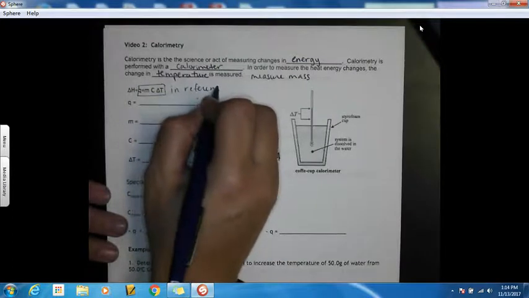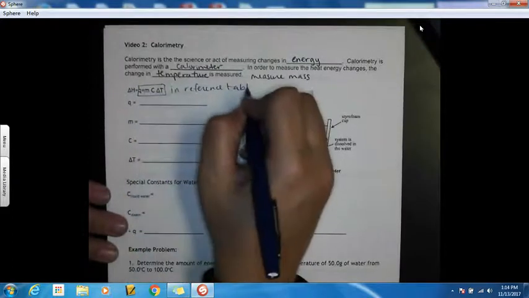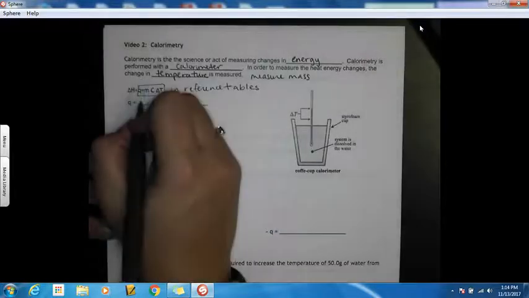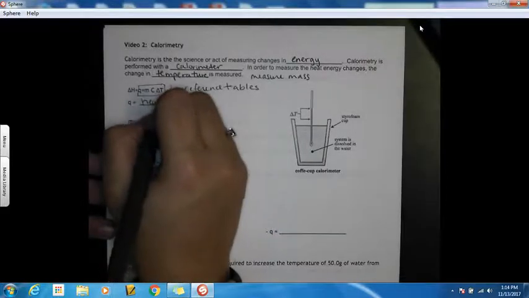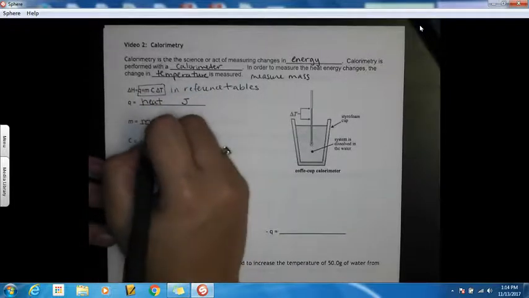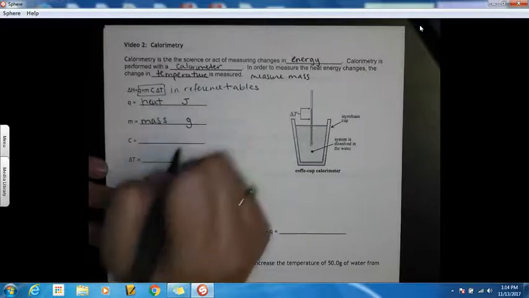And if we look at our reference table, we will find that it also tells us what Q is. Q, of course, just like in the last video, we learned that it was heat, and it is measured in joules. M, of course, is mass, and it is still measured in grams.